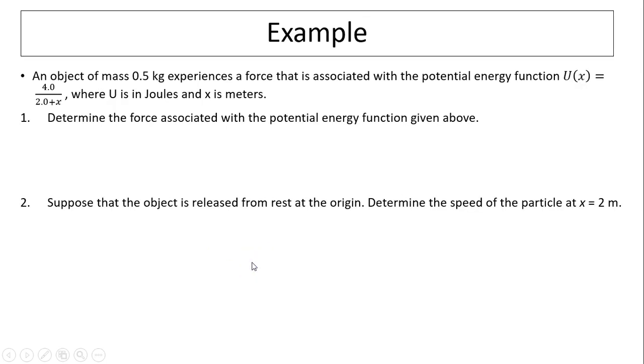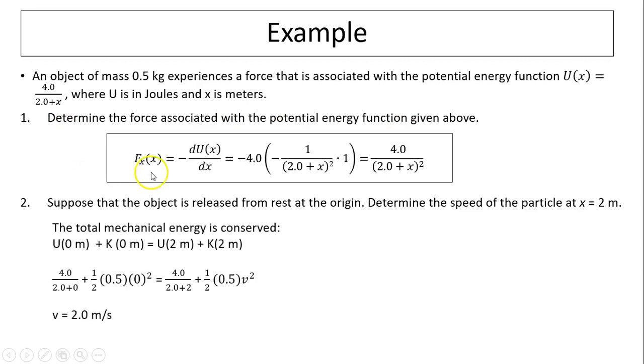Another example: an object of mass 0.5 kilogram experiences a force that is associated with the potential energy function U(x) equals 4 divided by 2 plus x, where U is in joules and x is in meters. Determine the force associated with the potential energy function given above. So the force, a conservative force, equals negative dU/dx.